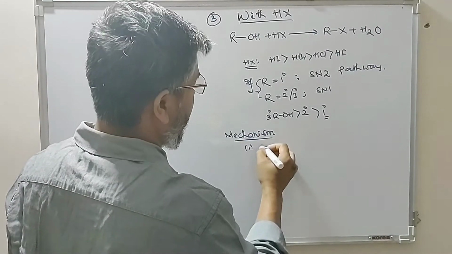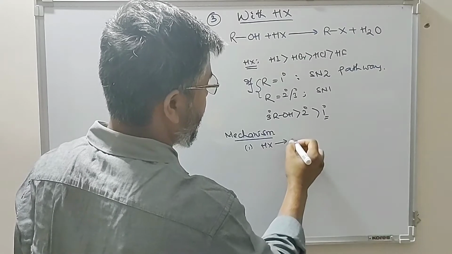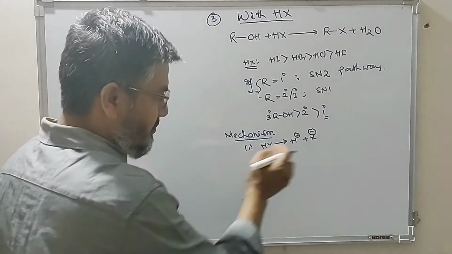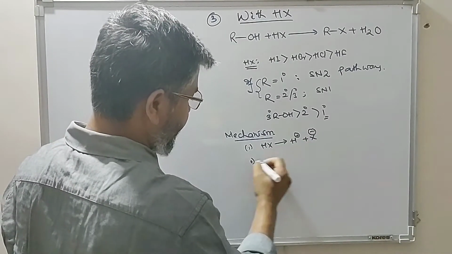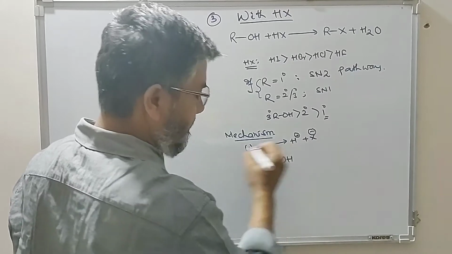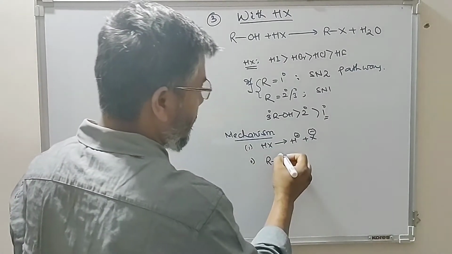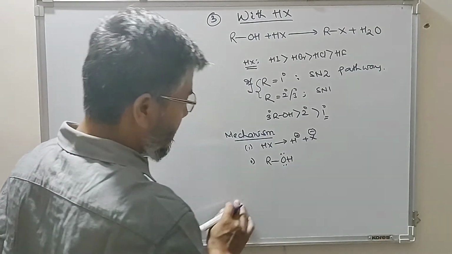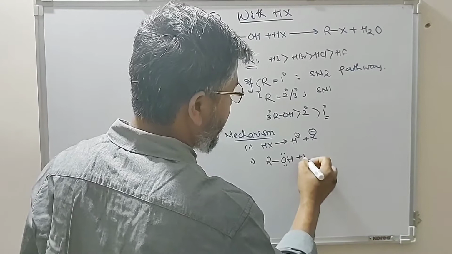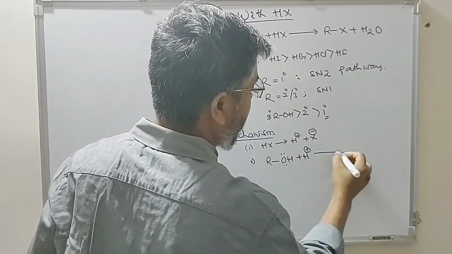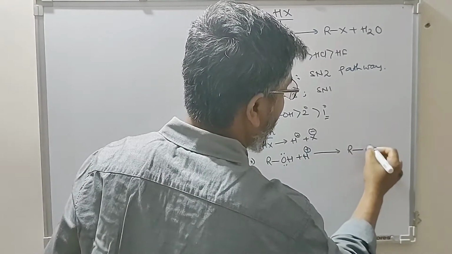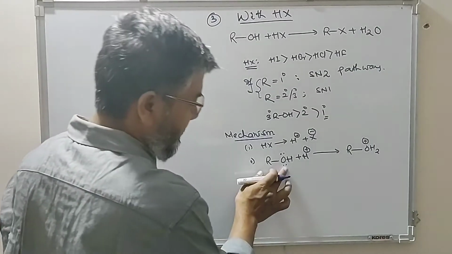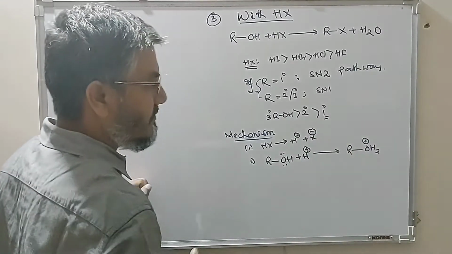So look at this. First, HX dissociates to give you H plus ion and X minus ion. This H plus ion will initiate the reaction. In ROH, the oxygen of the alcohol contains 2 lone pairs of electrons, so this is acting as a basic site. So this reacts with H plus ion, and this gives you ROH2 positive. So this is base, this is acid, to give you this.